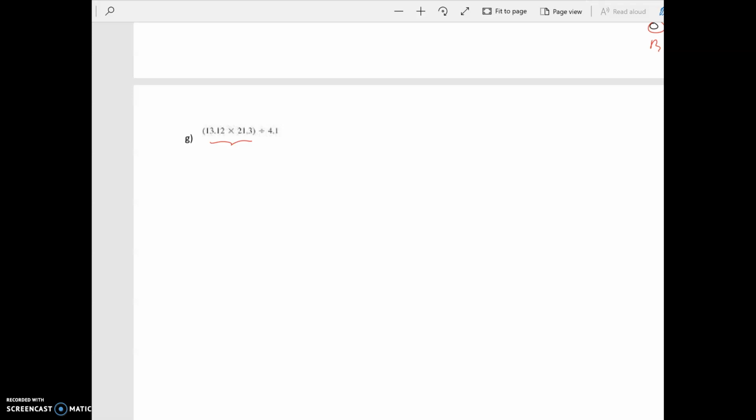So let me just write here first. And then let me carry this multiplication on the side. So we're technically multiplying 13.12 times the value of 21.3. Do remember that since the two numbers that we're multiplying have 2 and 1, or 3 decimal places, your final answer is going to have 3 decimal places.